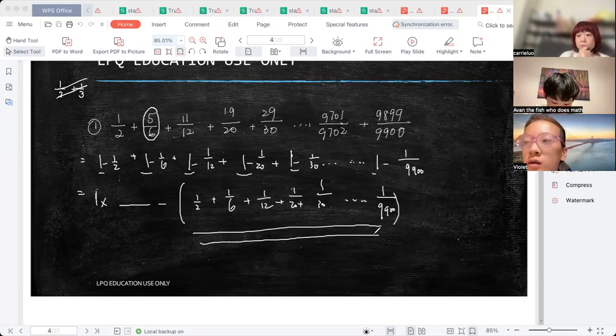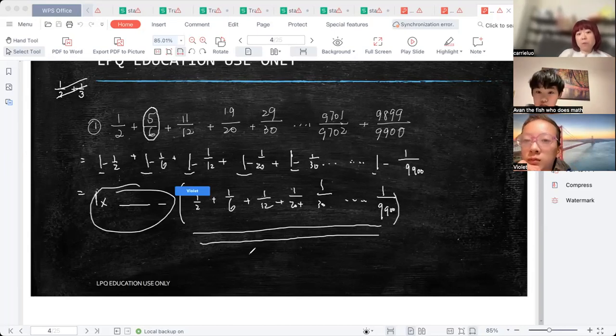Gary, what's this part? Oh, this is how many ones there are. So I'm going to teach you how to calculate how many ones there are later, but we focus on this fractional part first.